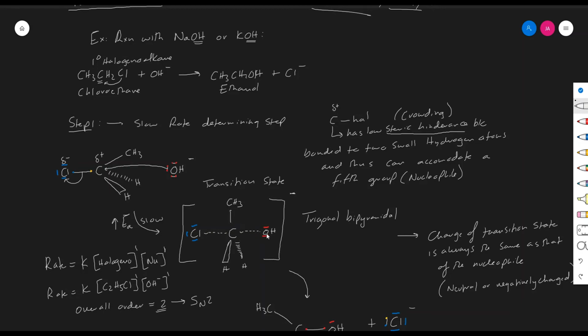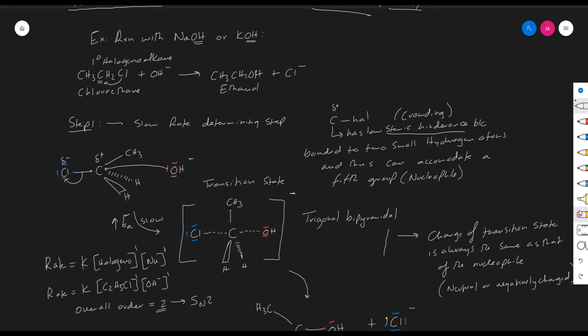This is the transition state, which indicates the process during which, as the hydroxide ion is forming a bond with the carbon atom, the chlorine leaving group is leaving. So these dashed lines represent partial bonds in which all species in the reactants are bonded at that instant, which requires high activation energy and thus is slow. Once this transition state is formed, the reaction proceeds.